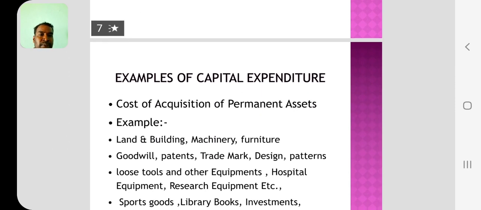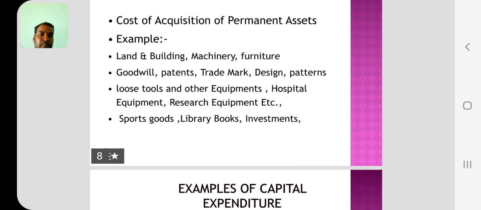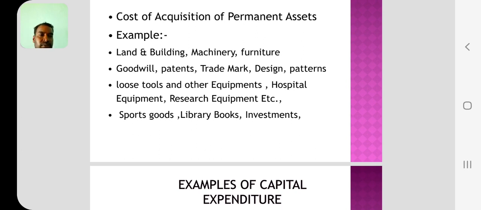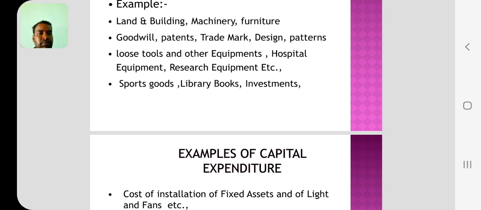Next, examples of capital expenditure. Cost of acquisition of permanent assets, for example, land and building, machinery, furniture, goodwill, patents, trademark, design, loose tools, and other equipment, hospital equipment, research equipment, etc. Sports goods, library books, investments.